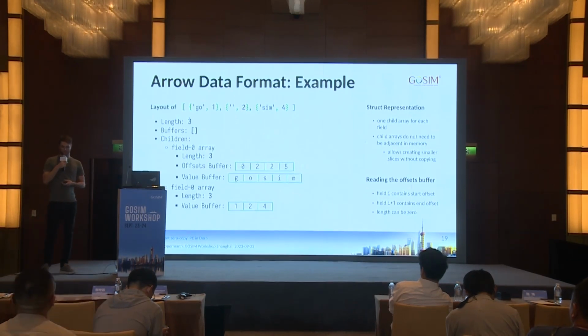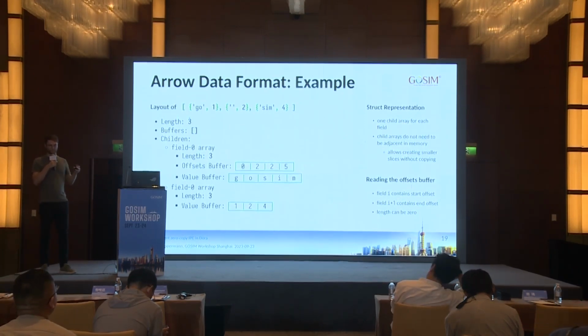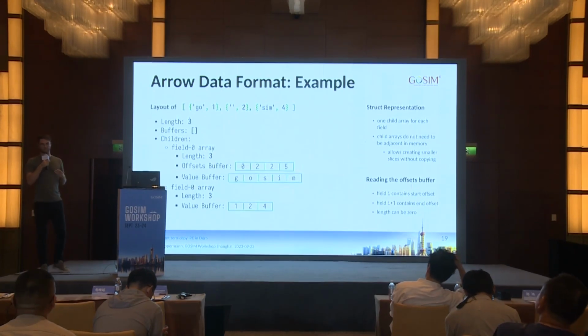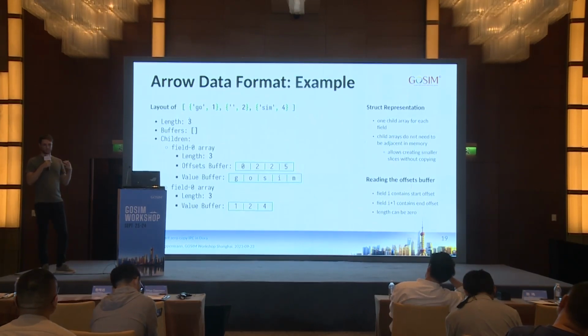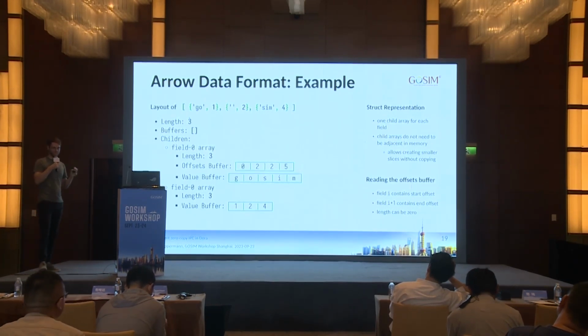So we see the length is 3. For each array, we store the length as metadata. And then we have an array of buffers. In this case, we don't use any of those, because structs in Arrow are represented using the children array. The idea is that each of the fields is placed in a different array. So the first array contains all the first fields and the second array contains all the second fields.